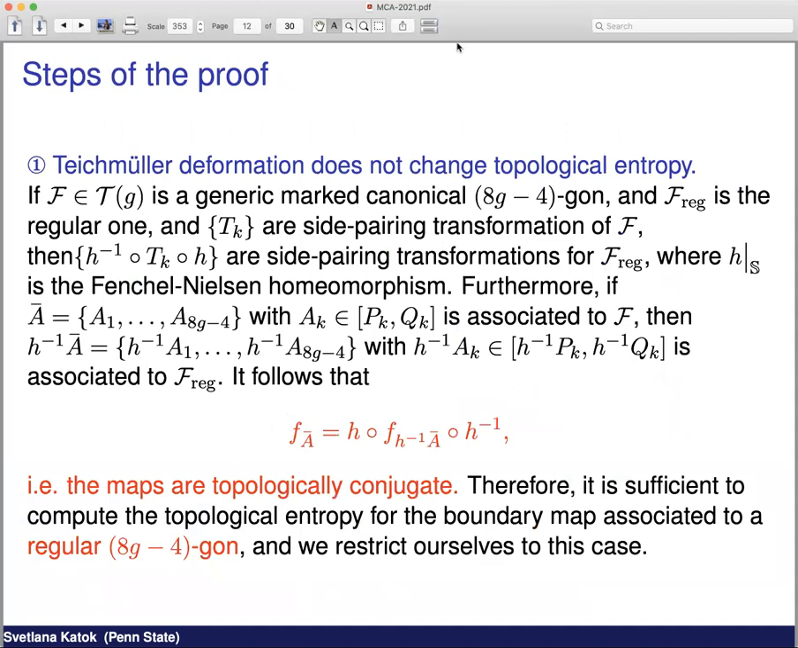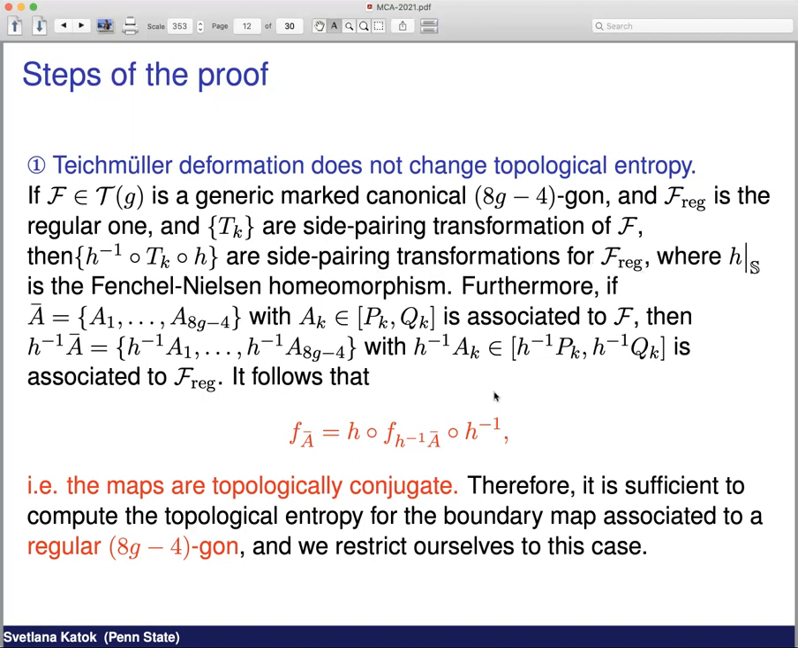Okay, so how does the proof go? Well, first, that's a kind of easy part. Teichmüller deformation does not change the topological entropy. Why? Because after you apply H, you get something topologically conjugate. And this is essentially by definition of H: if TK are side pairing transformations for F, then H inverse TK H are side pairing transformations of F regular.